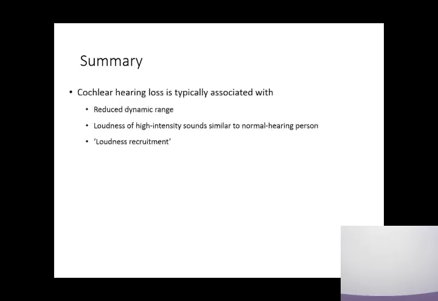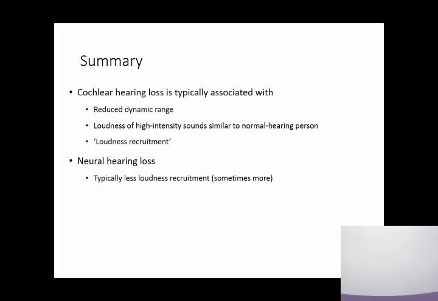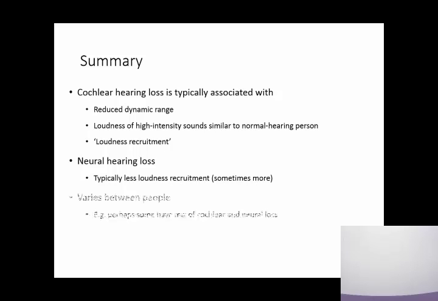Okay, a little summary. Cochlear hearing loss is typically associated with a reduced dynamic range, with the loudness of high intensity sounds similar to the normal hearing person, and a loudness recruitment, which means you have a much smaller dynamic range. You only start hearing at 60 decibel and it's already too loud at 80 decibel. The neural hearing loss means you typically have less loudness recruitment, sometimes more, and it varies between people. That's the take-home message: it depends on the very specific hearing loss.